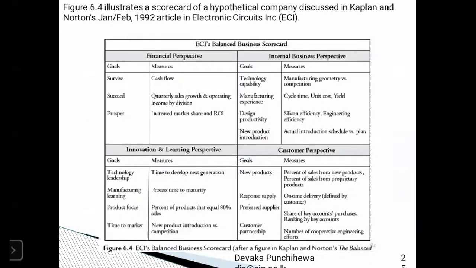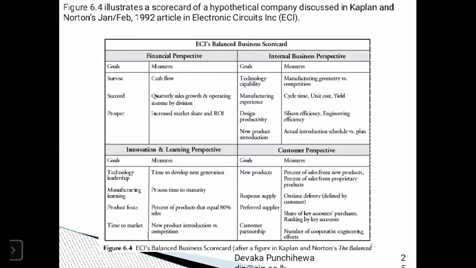So here we have figure 6.4, which is for Electronic Circuit Incorporation, or ECI. We have adapted this from the Kaplan and Norton article of 1992. The figure 6.4 illustrates a scorecard of a hypothetical company discussed in Kaplan and Norton's February 1992 article, Electronic Circuit Incorporation or ECI, right? So this ECI is a hypothetical organization.